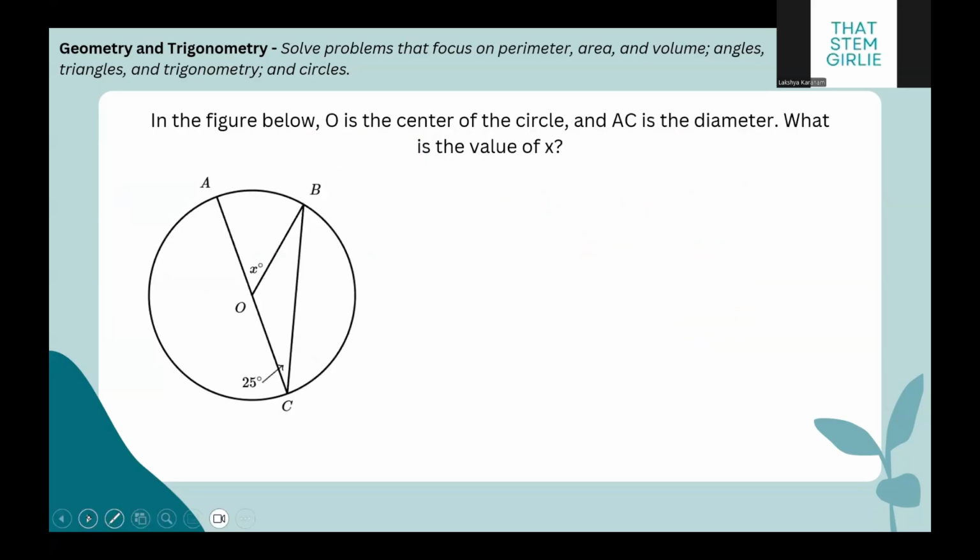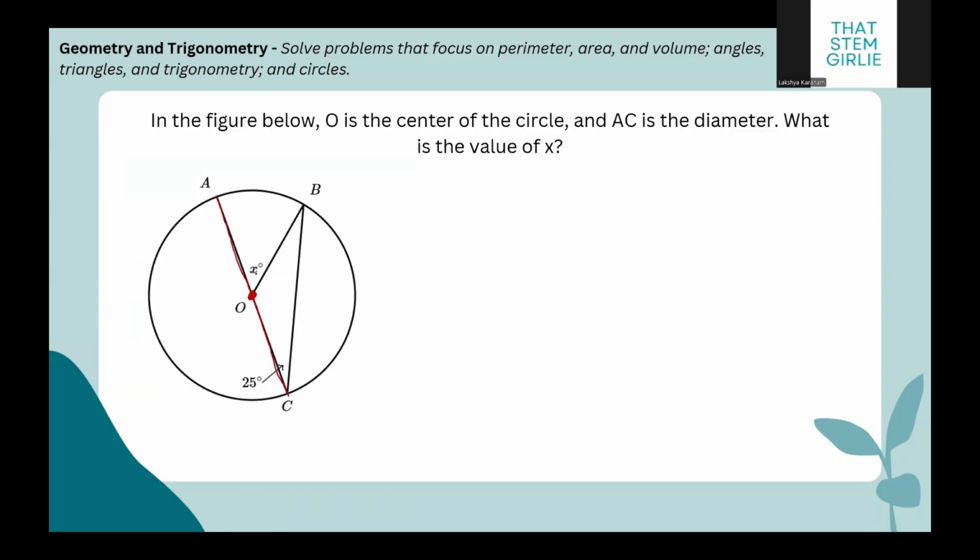All right, in the figure below, O is the center of the circle and AC is the diameter. So what is the value of X? Seemingly a lot of random information, so let's go ahead and orient ourselves. O is the center of the circle, which is this point right over here. And AC is the diameter, which is this line passing through the center from one end of the circle to the other end, which is pretty self-evident, right?